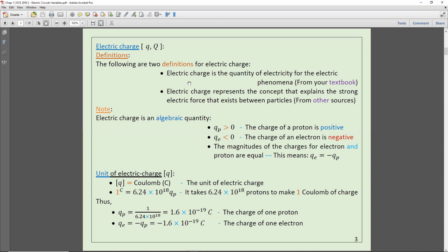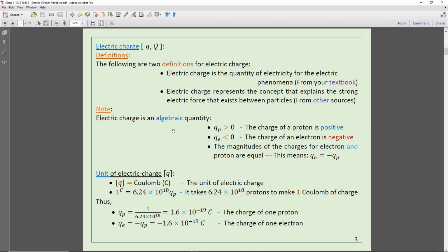There are two definitions here, one from the textbook and one from other sources. Maybe I like the second one more. So let's see what we mean by electric charge. Electric charge represents the concept that explains the strong electric force that exists between particles. We noticed there is a force between particles, we call it electrical force, and in order to explain the reason for this force, we use electrical charges. So we have charges, and because of these charges, we have electric forces.